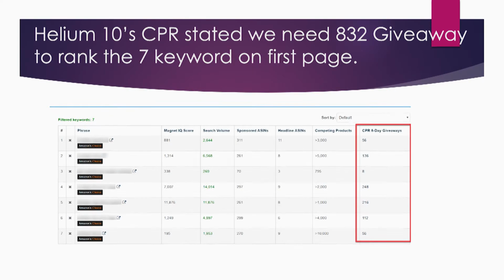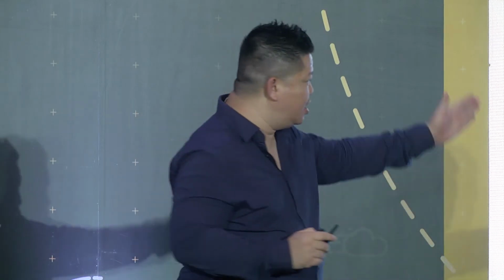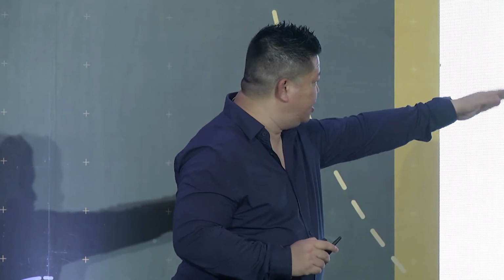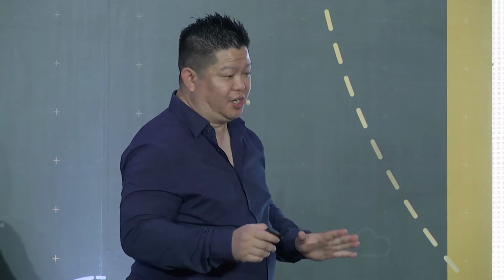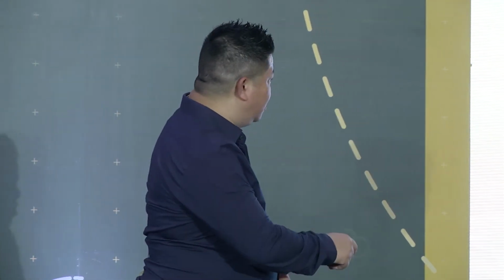Here's a Helium 10 CPR. It's actually how Helium 10 is saying how much we need to give away in order for you to rank on the first page. So for each keyword, it will tell you exactly how much needs to be given away. You can see $171. That thing is going to cost a lot to give away, right?